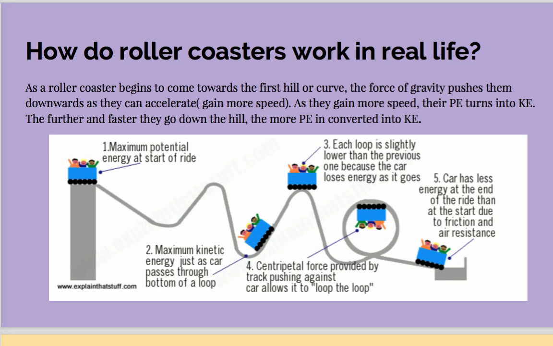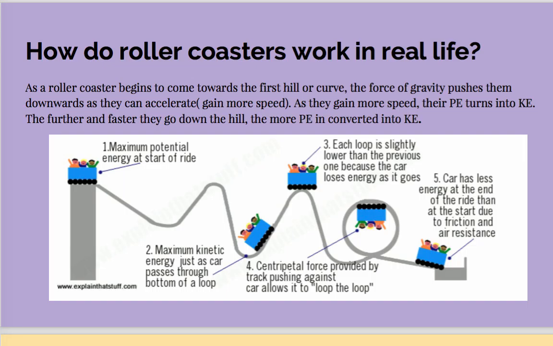How do roller coasters work in real life? As a roller coaster begins to come towards the first hill or curve, the force of gravity pushes them downwards as they accelerate and gain more speed. As they gain more speed, their PE turns into KE, which is potential energy turning into kinetic energy. The further and faster they go down the hill, the more potential energy is converted into kinetic energy.